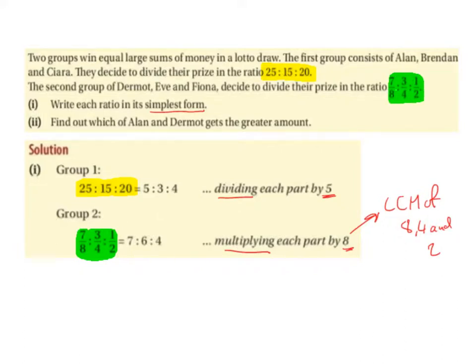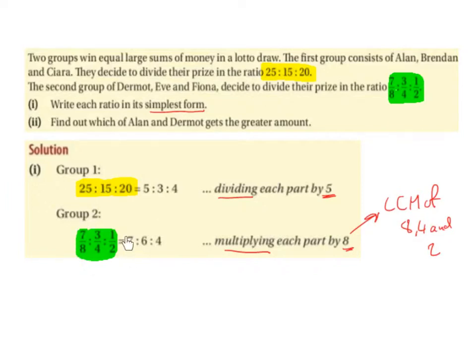Whenever we want to simplify ratios involving fractions, what we do is get the lowest common multiple of the denominators. So we get the multiples of 8, the multiples of 4, the multiples of 2, so that's our times tables, for example 2, 4, 6, 8, 10 and so on. And we find the lowest common multiple. So 8 is the lowest common multiple of 8, 4 and 2. So we multiply each of the fractions by 8.